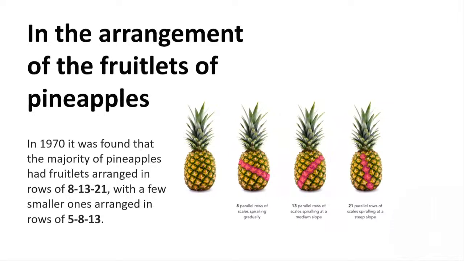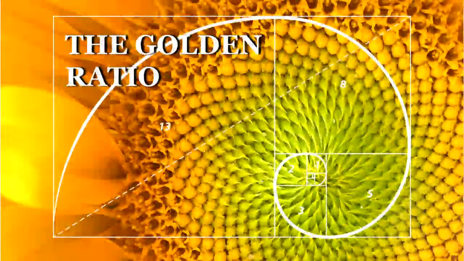They've also found this to be true with pineapples. Somebody in 1970 decided to start really looking at a pineapple more closely and found that the way these different spiral patterns were arranged, if they counted the number of fruitlets in three different directions, they would always come up with these Fibonacci numbers. And a lot of this has to do with the golden ratio.